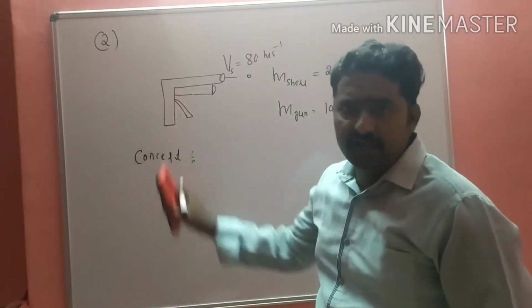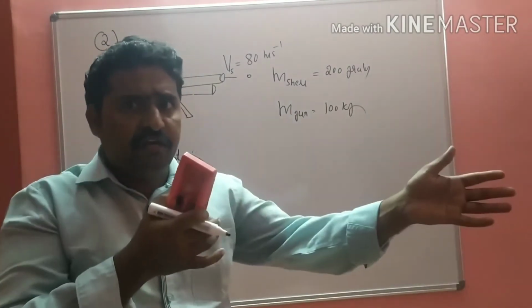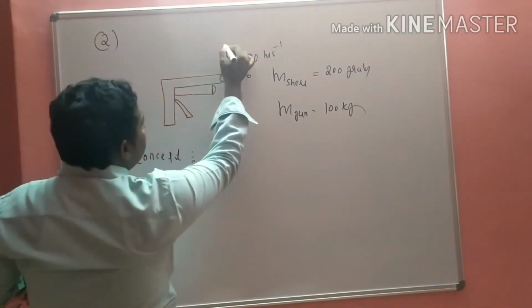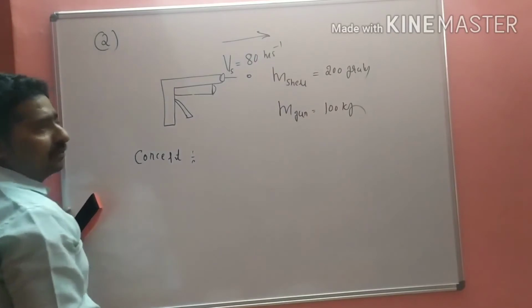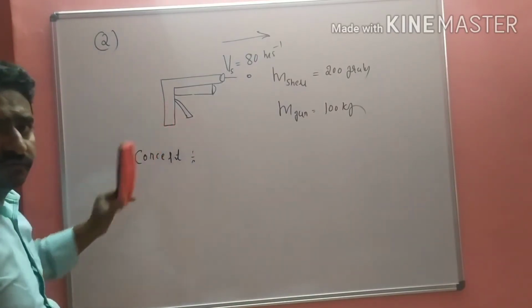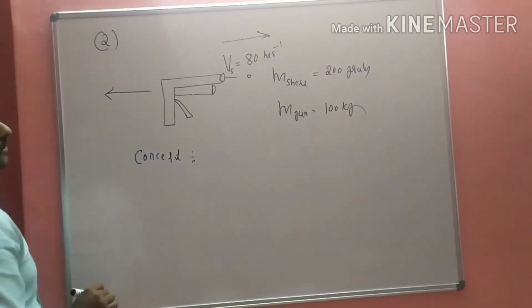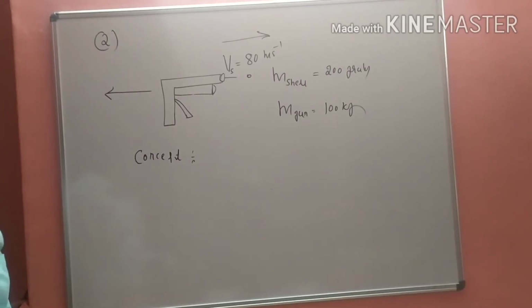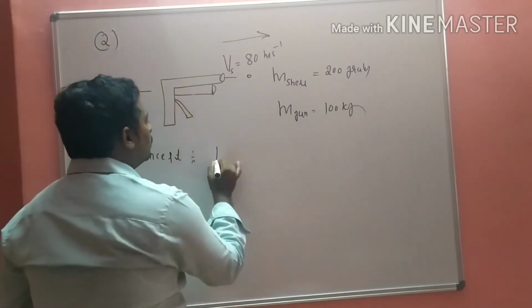So this is the gun. When you fire the shell from the gun, this is the speed of the shell in the forward direction, correct? What about the direction of the gun speed? The gun speed is in the opposite direction. So on which concept? That is the law of conservation of linear momentum. Newton's third law is obeyed. So what is the concept?